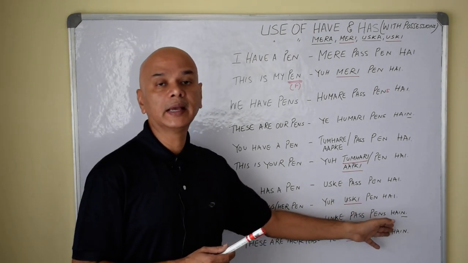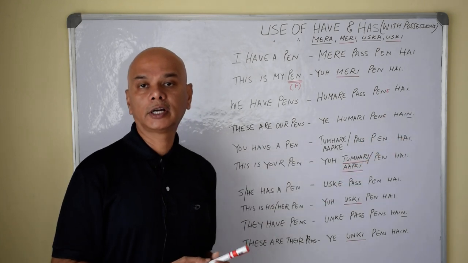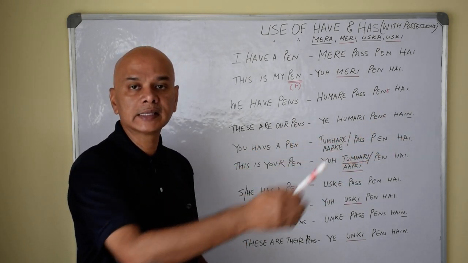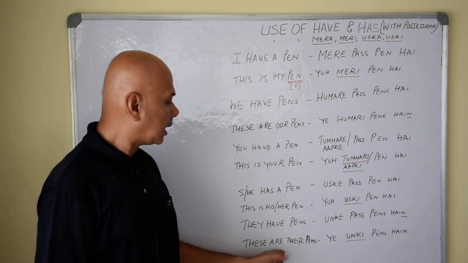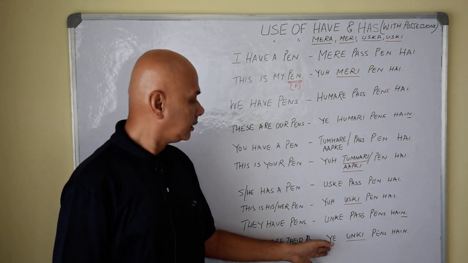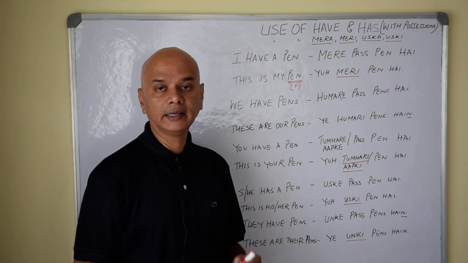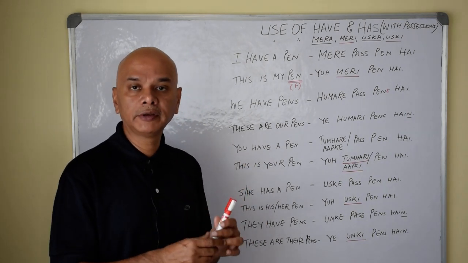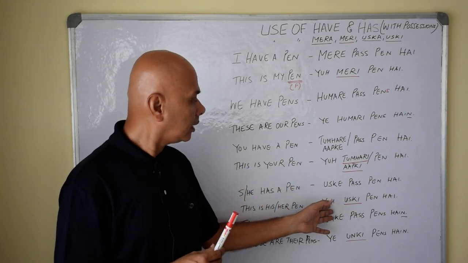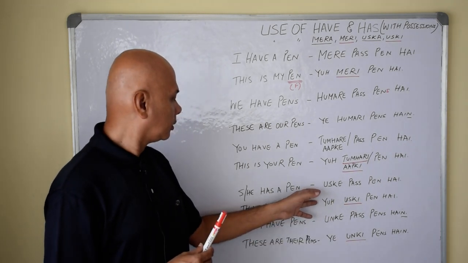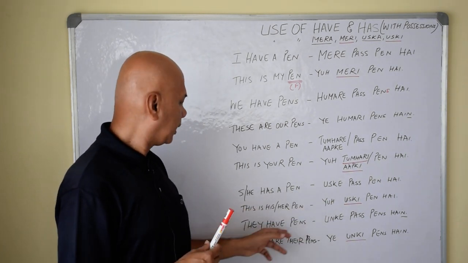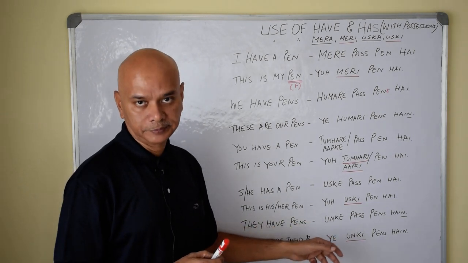They have pens. Unke paas pens hain. Now we go to the third person plural. They have pens. Unke paas pens hain. These are their pens. Ye unki pens hain. For single we use uska, uski. For plural we use unki. For singular uske, and for plural we say unke.